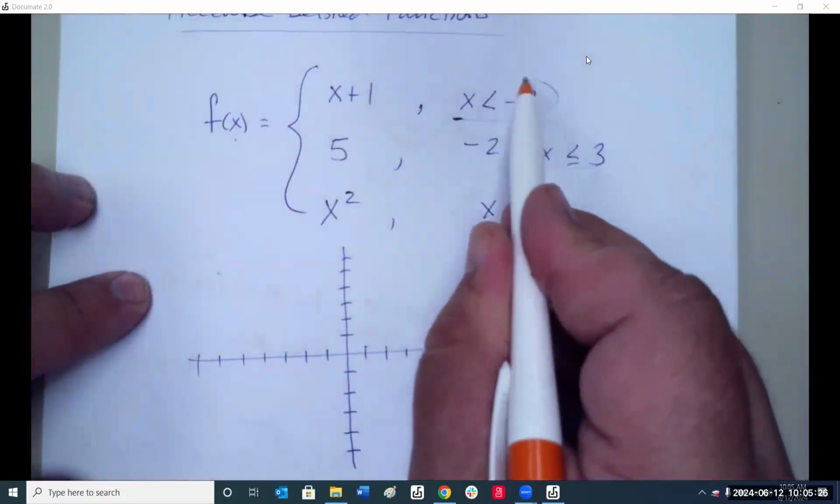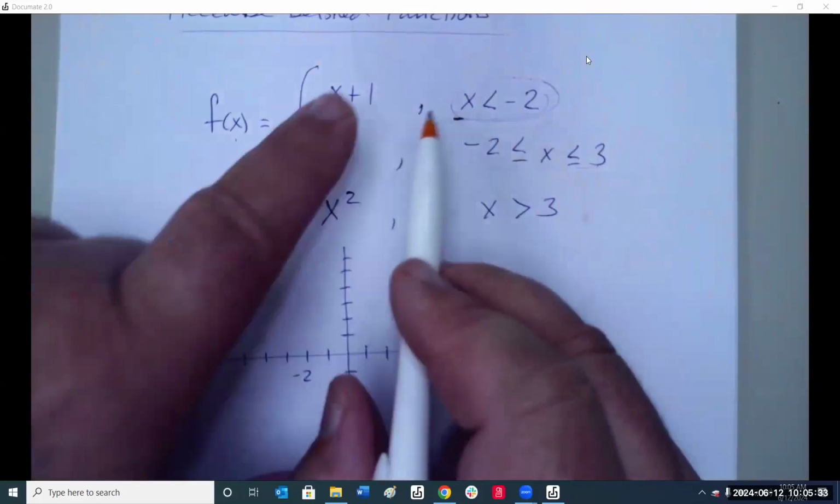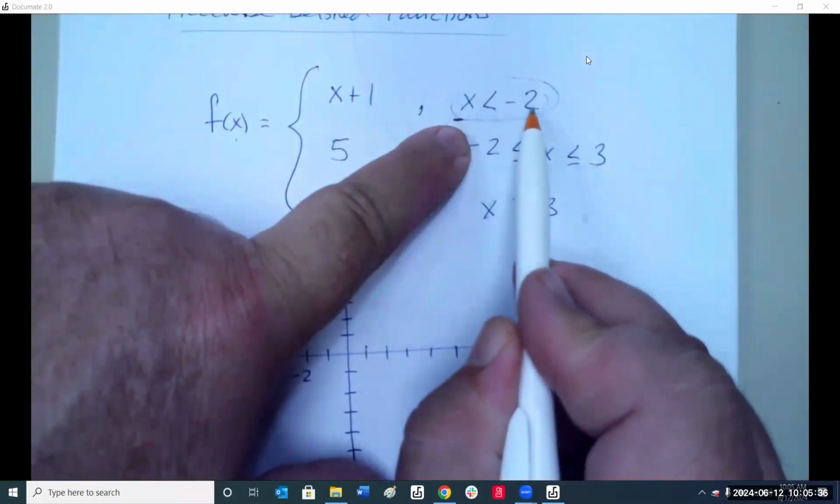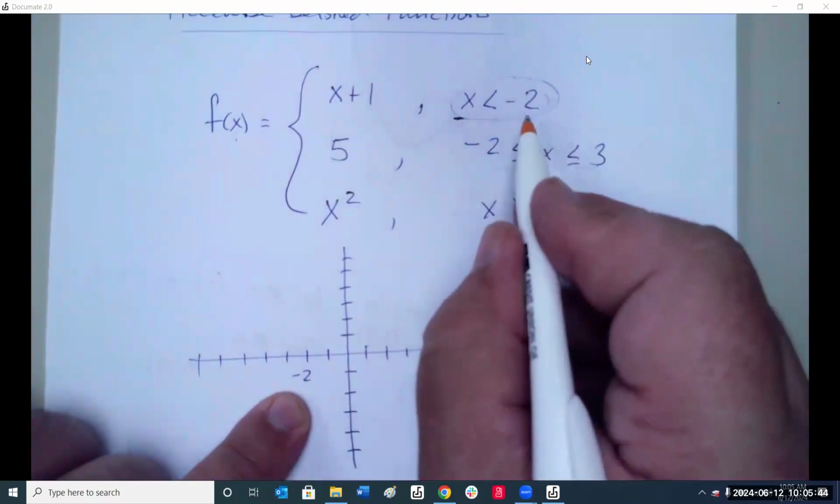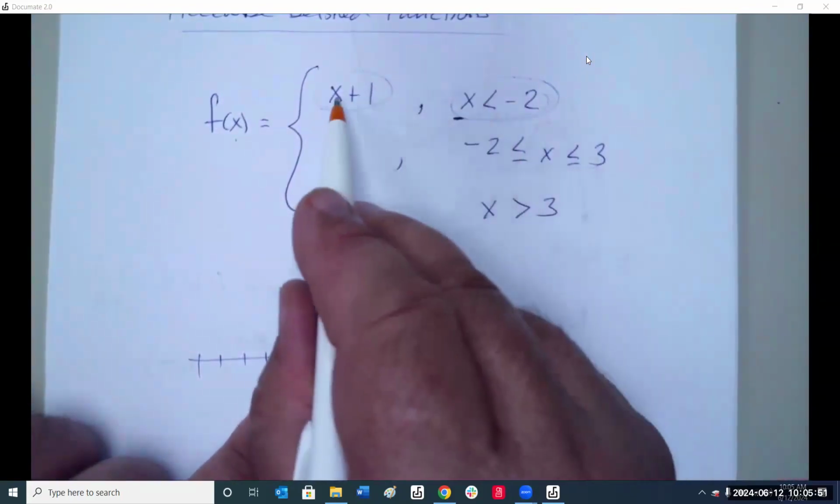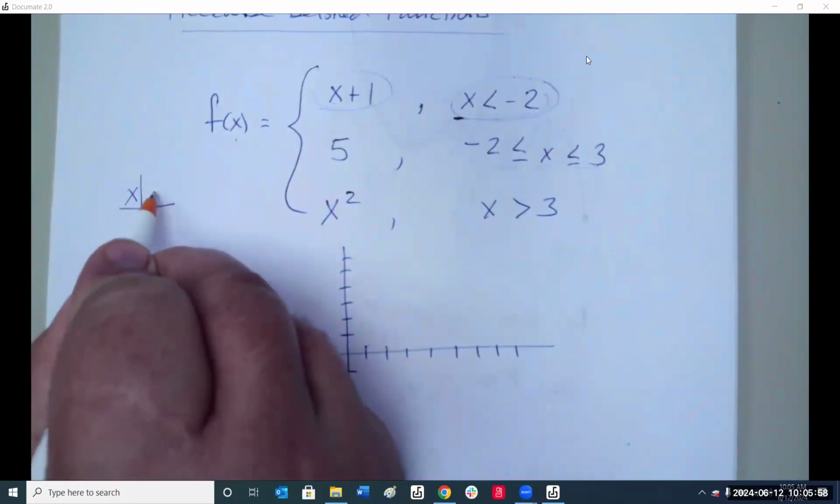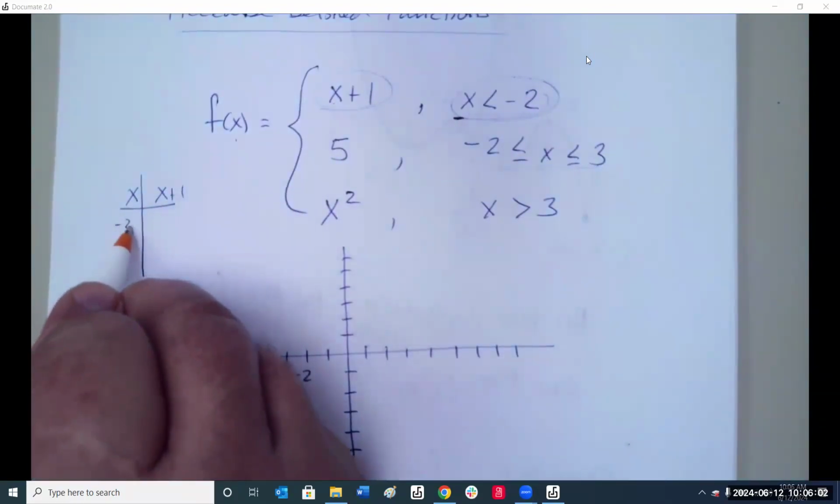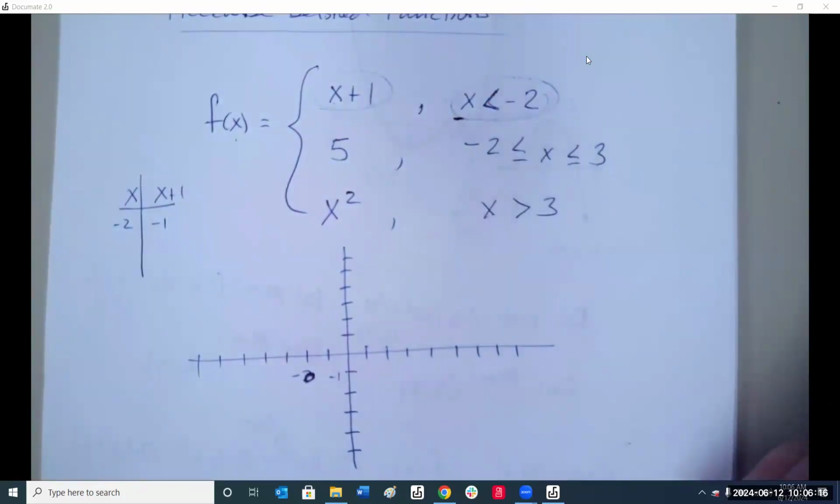Okay, so for the first part, we look at over here, -2, because if the x value is less than -2, I have to use this function. What would my function be if x is equal to -2? -2 plus 1 is what? At -2 it would be -1. But I can't use it there, so I have an open circle, because it's not equal to. I can go all the way up to it.